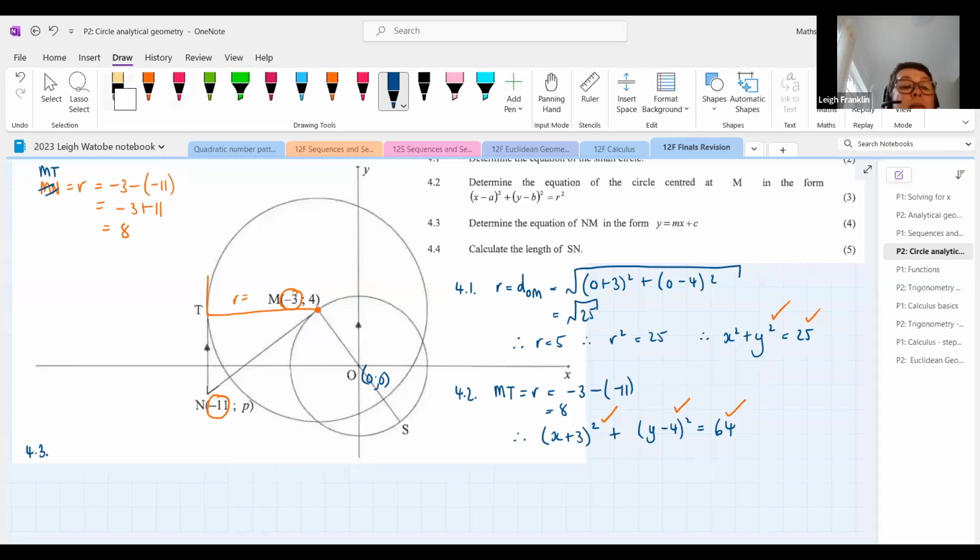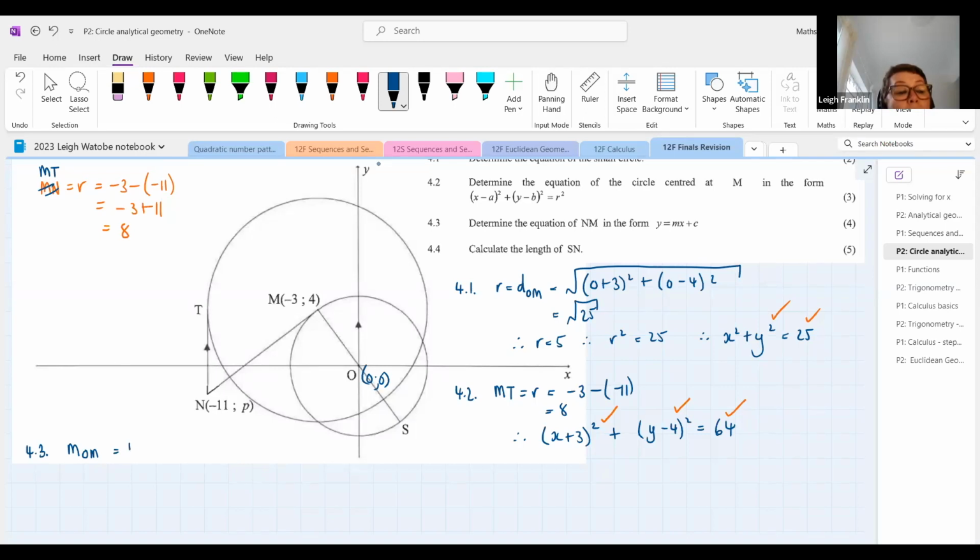Now what they want from us, matrix, is the equation of NM. Okay, so we're not too worried about that because we know that NM is a tangent to the circle, and we know that MOS is a diameter. So we can calculate the gradient of OM. And we know that the gradient of OM times the gradient of MN is going to give us -1.